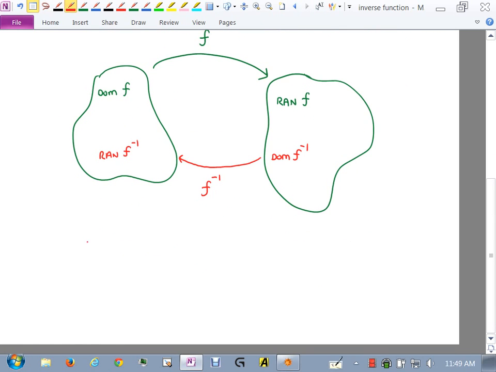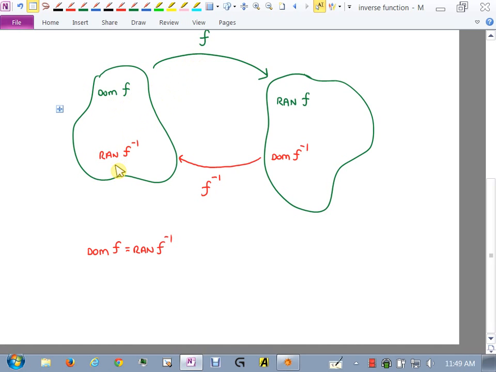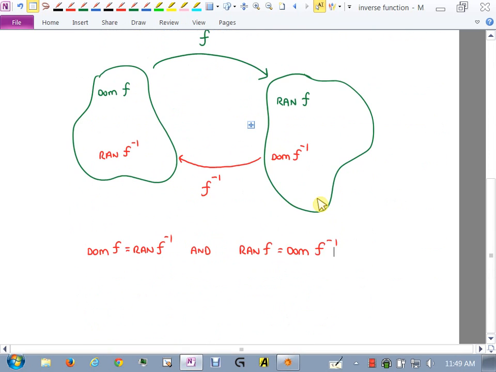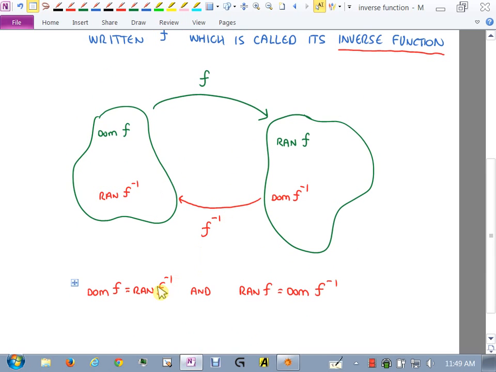You could also write it this way. The domain of f is equal to the range of f inverse. These two sets are the same, aren't they? The set of numbers you can plug into f is equivalent to the set of numbers that comes out of its inverse. The set of numbers that comes out of f is the same as the set of numbers that goes into its inverse. So you could write that, and that the range of f is equal to the domain of f inverse. So this entire note right here is all together, okay? We were assuming f was 1 to 1, which meant it had an inverse. If that's the case, then these two things are true.